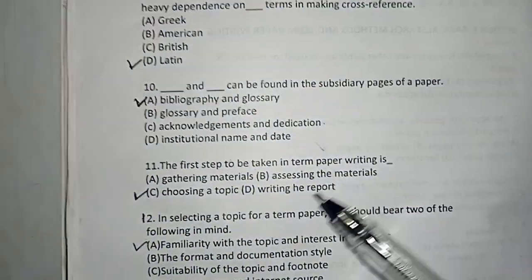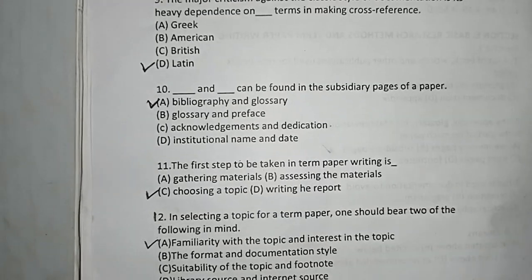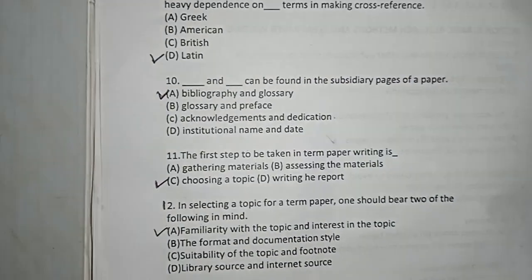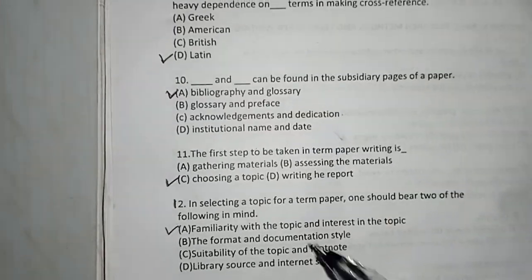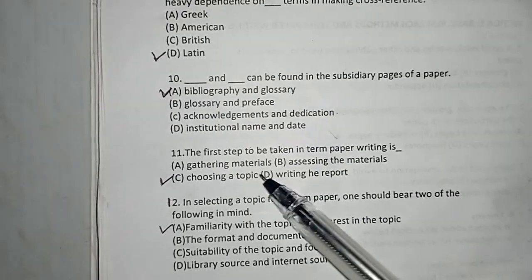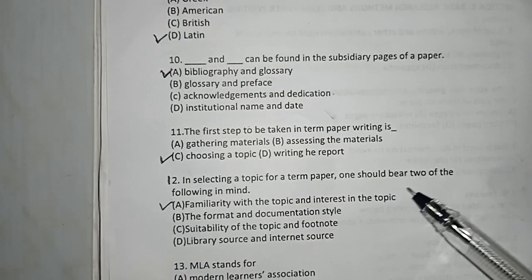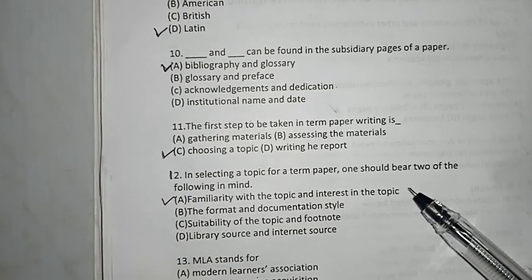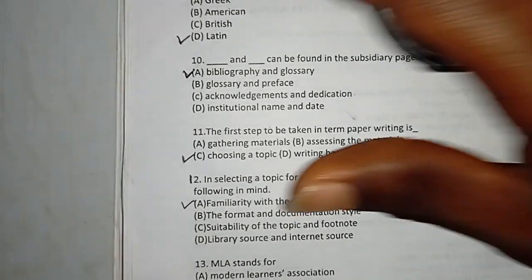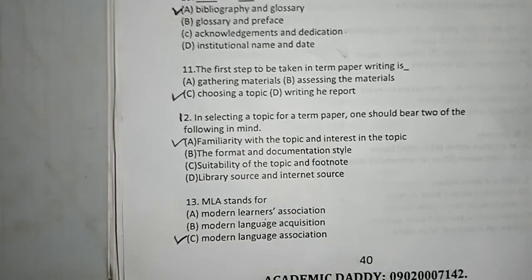Okay. The first step to be taken in term paper writing is choosing a topic. You always go to your project supervisor to get a topic and to help you check your work. In selecting a topic for a term paper, one should bear in mind familiarity with the topic and interest in the topic. If you choose a topic you are not interested in, it will be difficult. So choose a topic you are familiar with and one that is of interest to you.